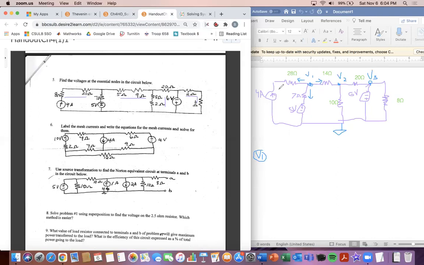What? You just put stuff in the shopping cart. My bad, Brian. I was gonna ask you, why wouldn't you use mesh currents here? I know that node voltage is easier, but wouldn't it still be possible to use mesh currents?